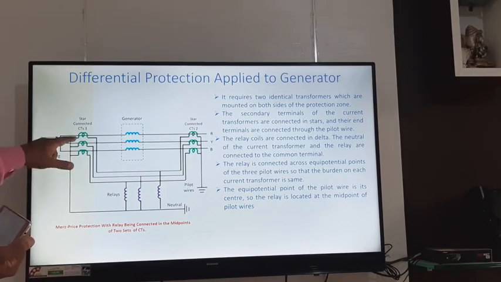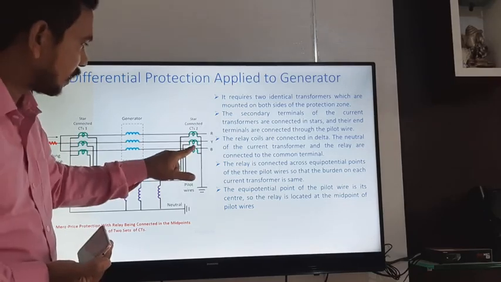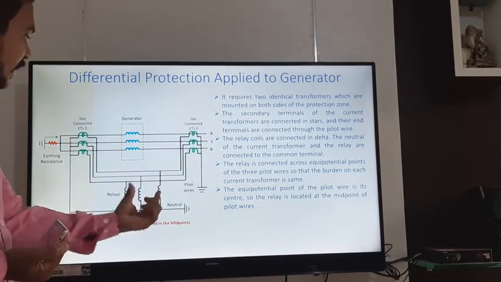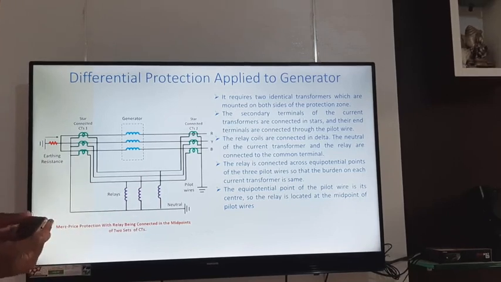This CT1 is connected in star, this CT2 is connected in star. This is the neutral point. The relay coil is connected in each phase and the neutral. This is the earthing resistance through which the star point of the generator is earthed.